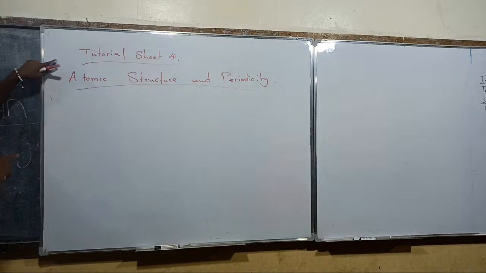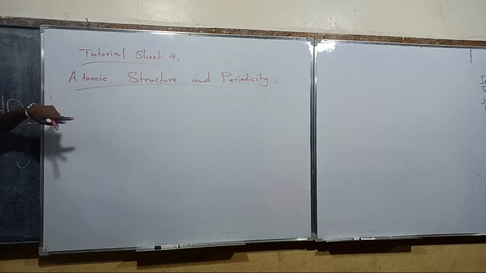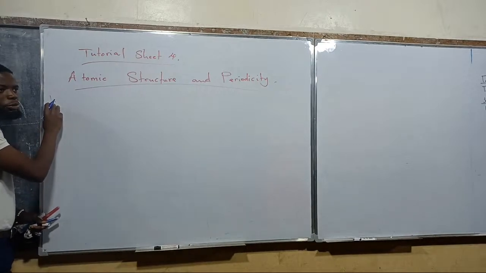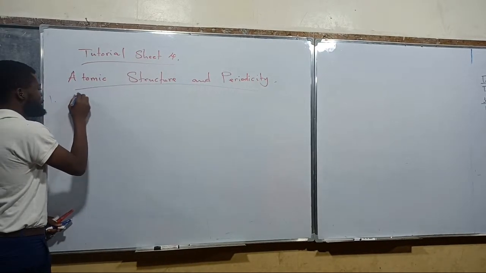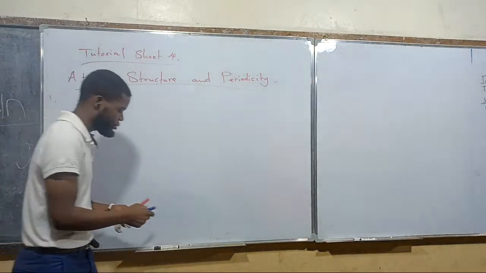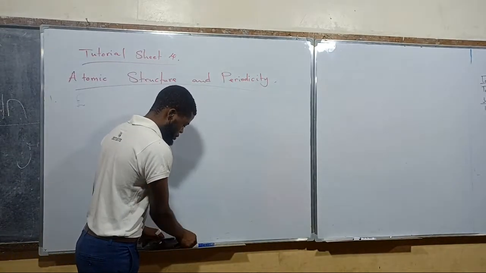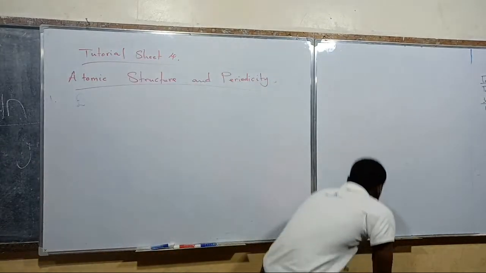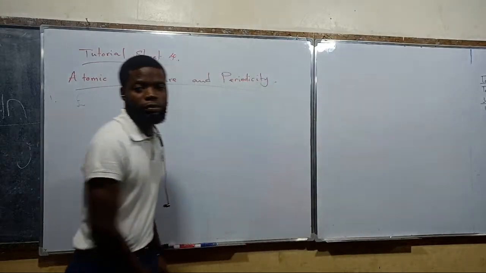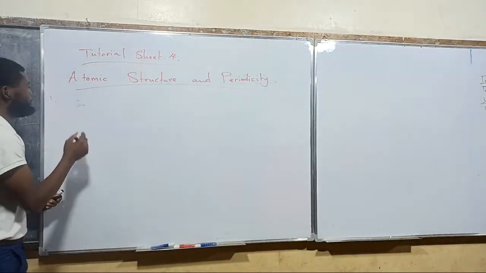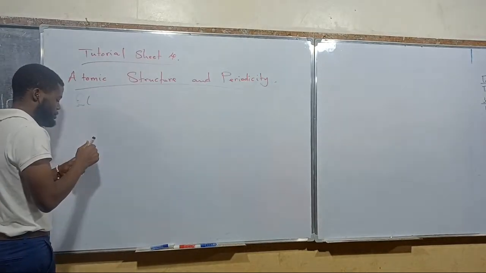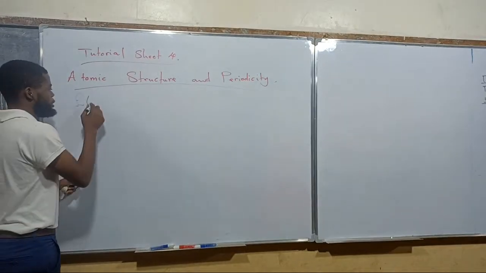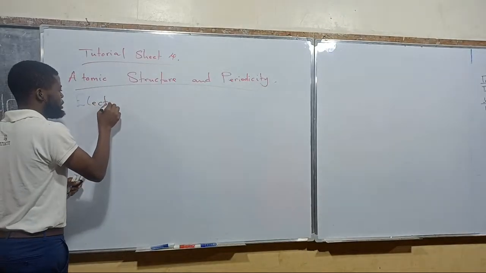This topic is covered in tutorial number 4. Now I'm going to give you a summary of the same topic. The first thing that you need to know about atomic structure and periodicity is this terminology. The first concept that you need to know is the concept of electromagnetic radiation.